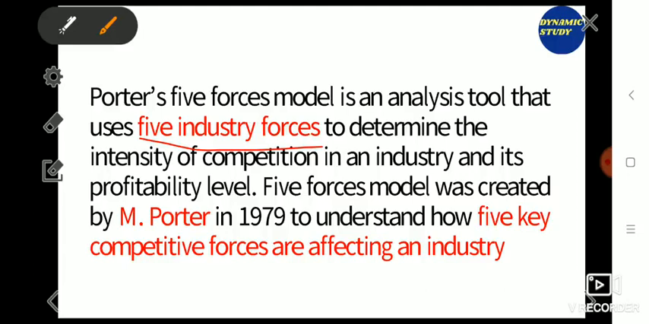The Porter's 5 forces model was created by Michael Porter in 1979 to understand how 5 key competitive forces are affecting an industry. In order to understand this, Porter created a 5-force model, which is an analysis tool that uses 5 industry forces to determine the intensity of competition in an industry along with the profitability level of the industry.